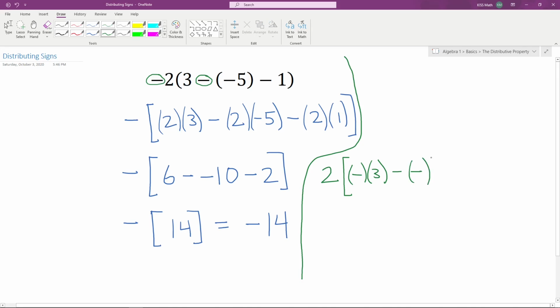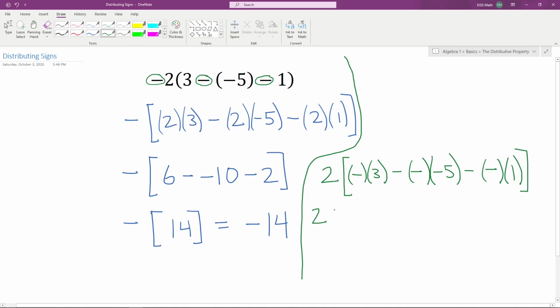to the negative 5, minus, and that's this minus we're keeping. We distribute the negative 1 to the 1, and our 2 stays out here. We haven't done anything with that.